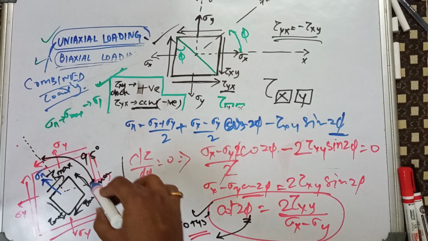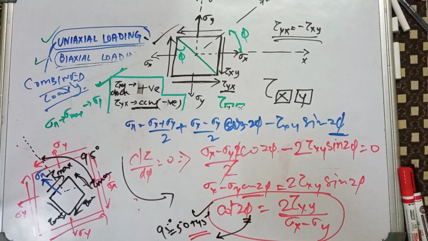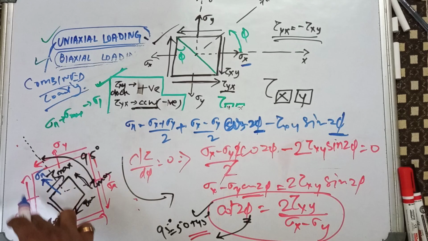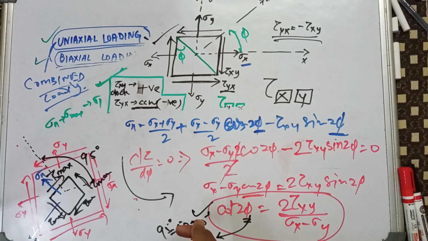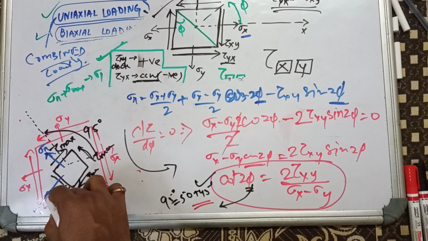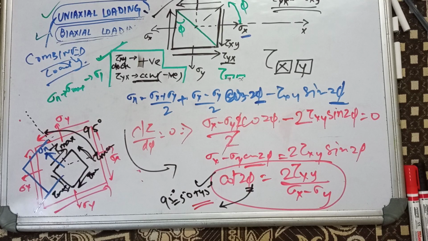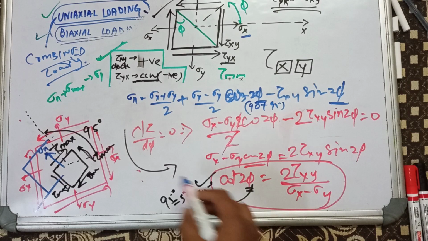Similarly, I am writing tensile, but it can be compressive also depending on the value of sigma x, sigma y and all these things. Is it clear? Similarly, you put phi as 95 plus 90 degree. You can observe that the normal to this plane is making an angle of 90 degree, so 90 plus 95. If you put 90 plus 95 over here, then you will get the normal stress over here.